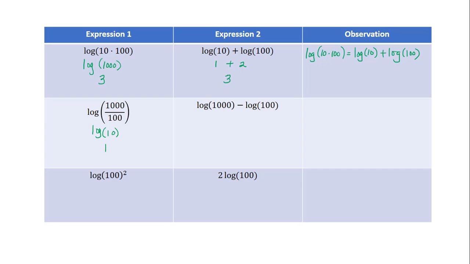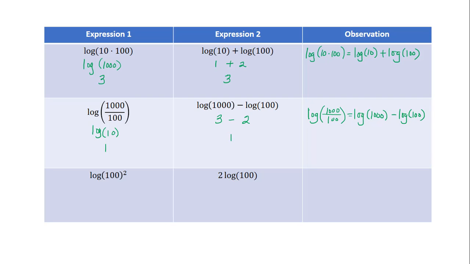Now what if we compare it to this expression? Log of 1,000 minus log of 100. Well, log of 1,000 is the power of 10 that gives me 1,000, which is 3, minus the log of 100 is, you got it, 2, and 3 minus 2 is 1. So we can conclude then that log of this quotient, 1,000 divided by 100, is equal to log of 1,000 minus log of 100.